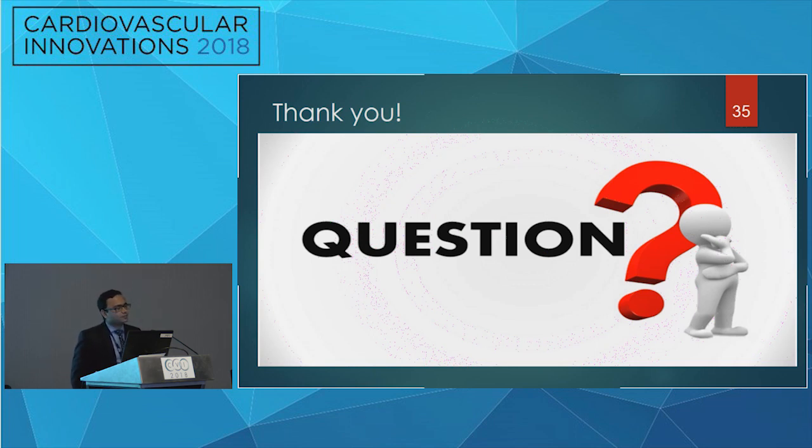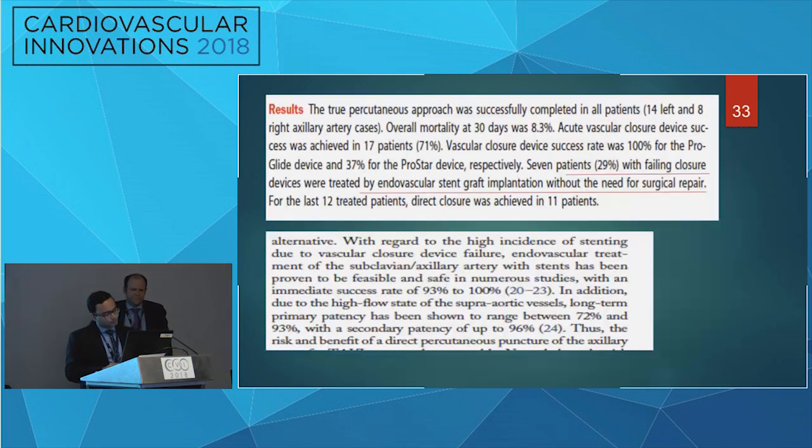I'm sorry, I think I saw in your article, maybe I misread this, 8.3%. Oh, I did misread it. Overall mortality, I'm sorry. No problem. All right. Thanks a lot. Thank you.